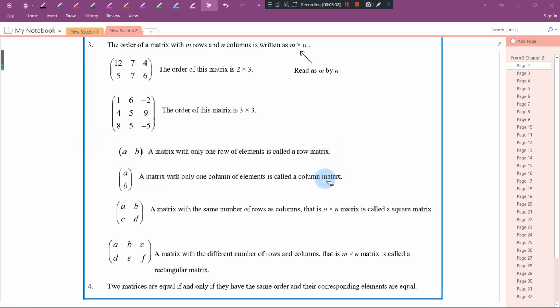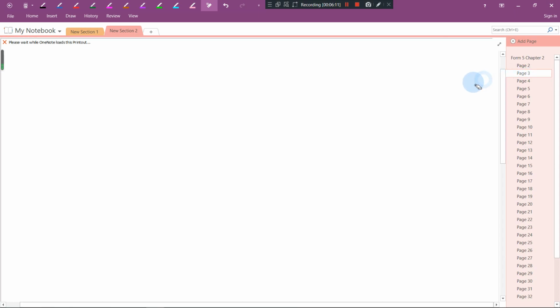How about a column matrix? A column matrix is a matrix which only has one column. Next, square matrix. A square matrix means that the number of rows and the number of columns are equal. It can be 1 by 1, 2 by 2, 3 by 3, 4 by 4, and so on. Last one, rectangular matrix. It means that the number of rows and the number of columns are different. You see a rectangle here. So this is 2 by 3. Now let's try a few examples for this part.